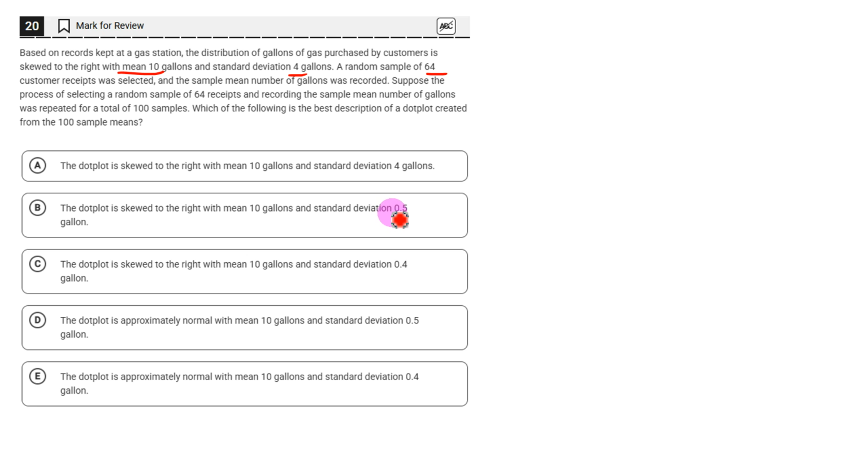Suppose the process of selecting a random sample of 64 receipts and recording the sample mean was repeated for 100 samples. Which of the following is the best dot plot created? So with 64 for means, we have a large enough sample, so we can say our sampling distribution is normal. So it's not skewed right, it's not skewed right, it's not skewed right. The mean is going to be 10 gallons.